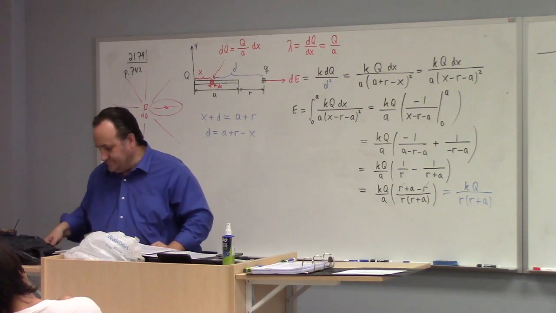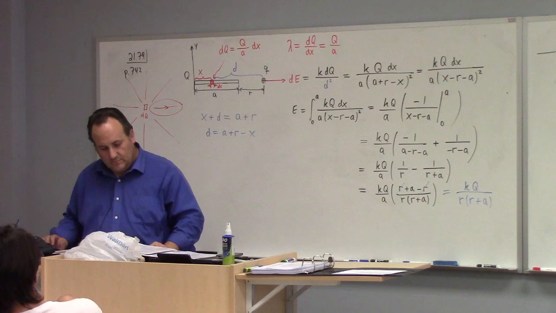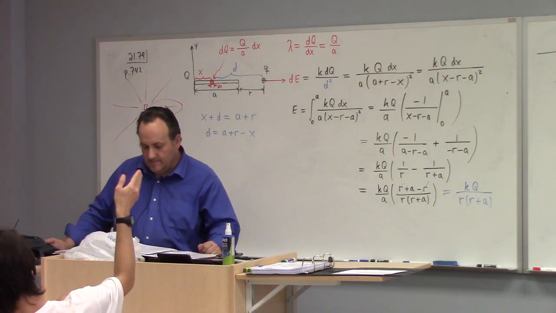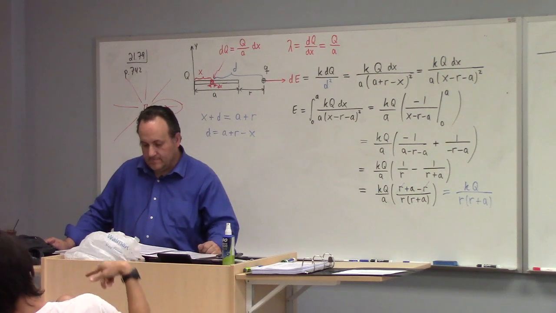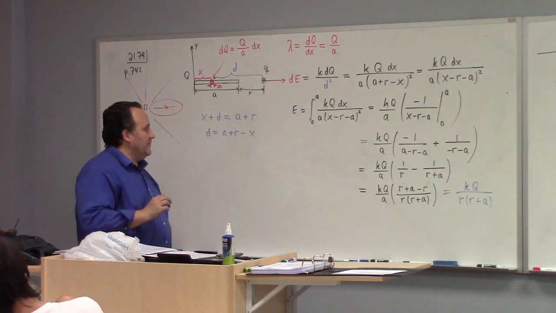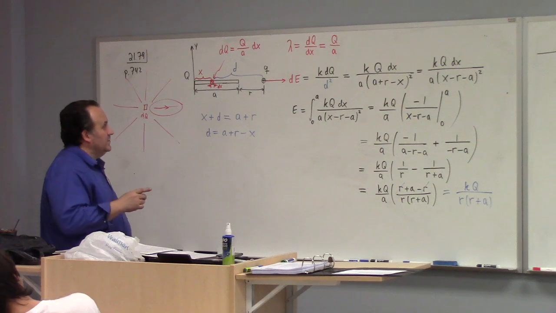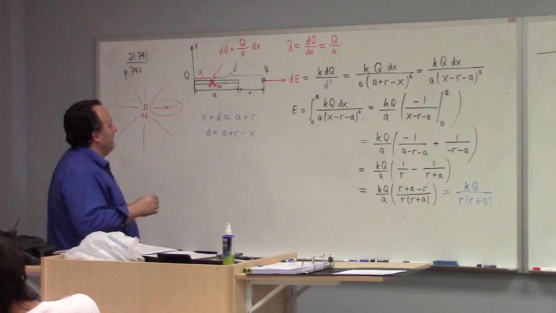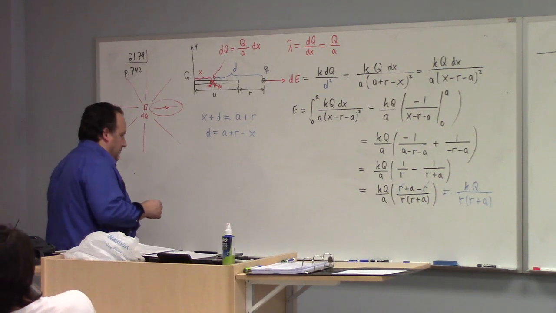So how would it change if the line was upwards in the y direction, and then the test charge was still to the side? Wait, what? How would it change if the line was upwards in the y direction and q was still sideways? Oh yeah, we could look at that. Let's see here.